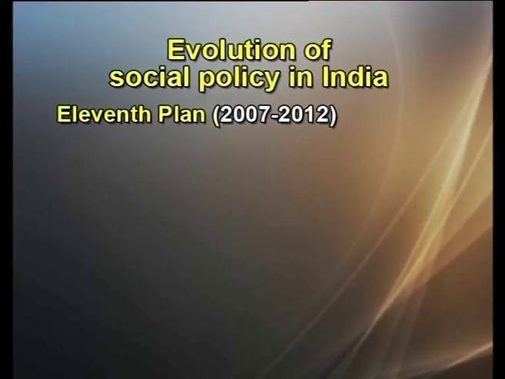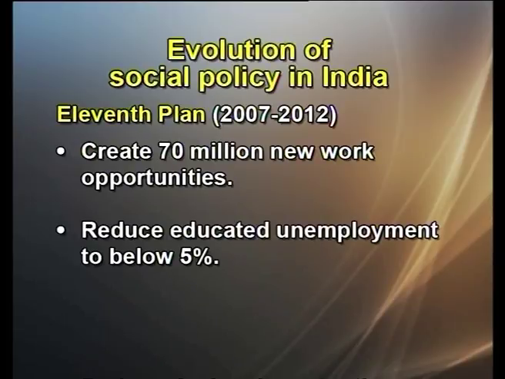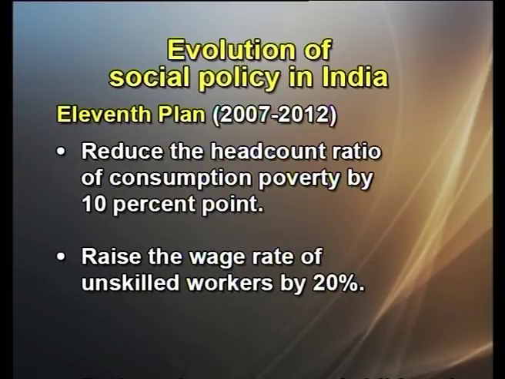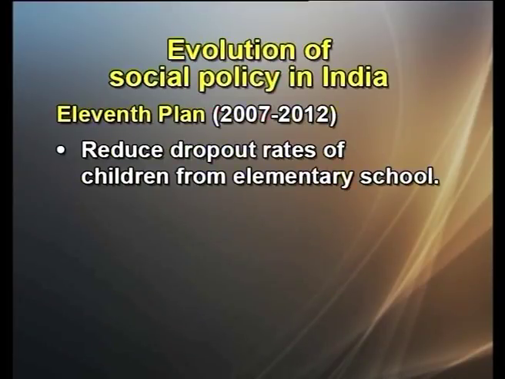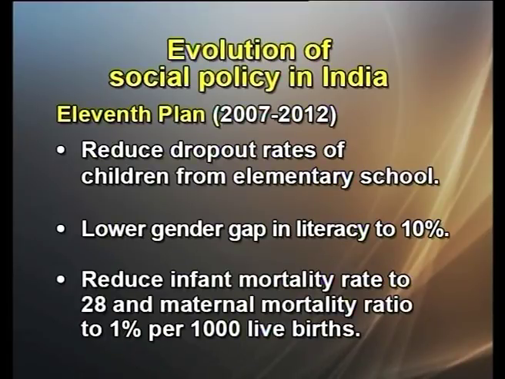The 11th plan, from 2007 to 2012, focused on the following aspects. It aimed at creating 70 million new work opportunities, reducing educated unemployment to below 5%, reducing the headcount ratio of consumption poverty by 10 percentage points, raising the wage rate of unskilled workers by 20%, reducing the dropout rate of children from elementary school, lowering the gender gap in literacy to 10%, and reducing the infant mortality rate to 28 and the maternal mortality ratio to 1 per 1000 live births.